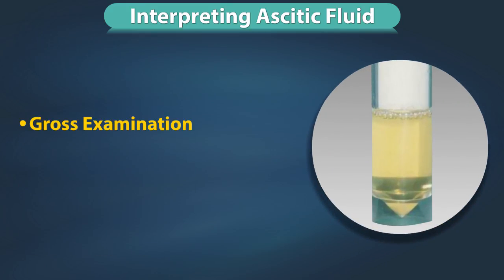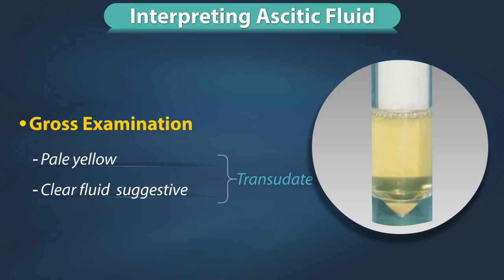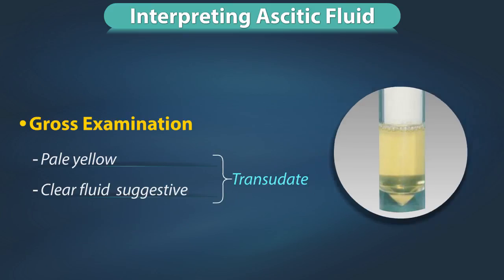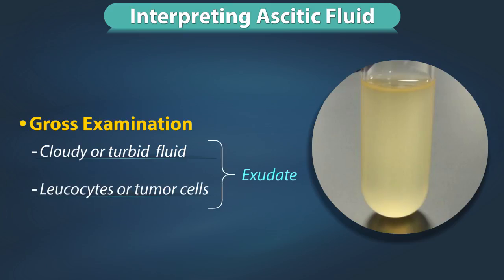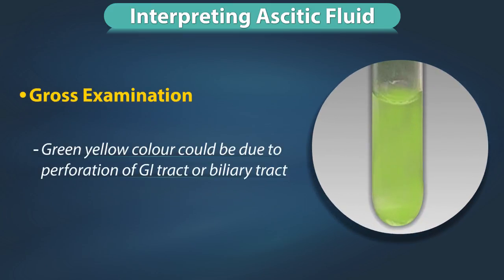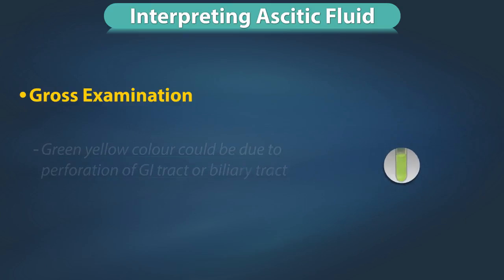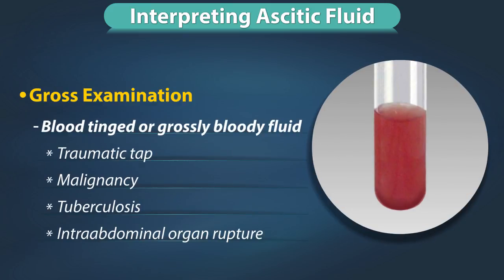Interpreting ascitic fluid. Based on gross examination, pale yellow and clear fluid is suggestive of a transudate. Cloudy or turbid fluid due to the presence of leukocytes or tumor cells is suggestive of an exudate. Green-yellow color could be due to perforation of the gastrointestinal tract or the biliary tract. Blood-tinged or grossly bloody fluid could mean a traumatic tap, malignancy, tuberculosis, or intra-abdominal organ rupture in trauma.